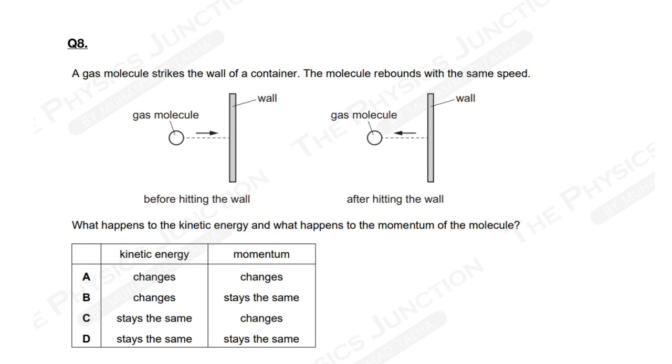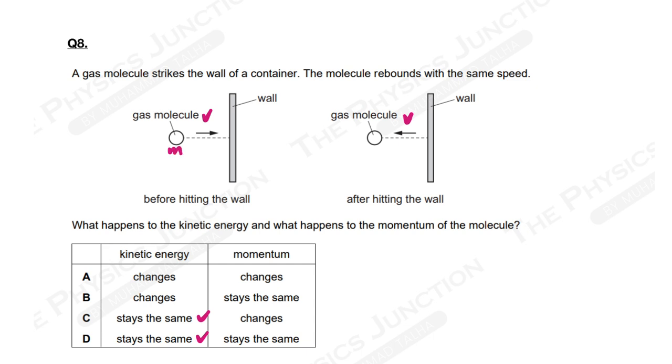Next, question number 8. A gas molecule strikes the wall of a container. The molecule rebounds with the same speed. So the gas molecule hits, rebounds, and it has the same speed. So if this speed is v, this speed is also v. What happens to the kinetic energy and what happens to the momentum of the molecule? So because the speed stays the same, the kinetic energy is also the same, and the magnitude of momentum would be the same as well.